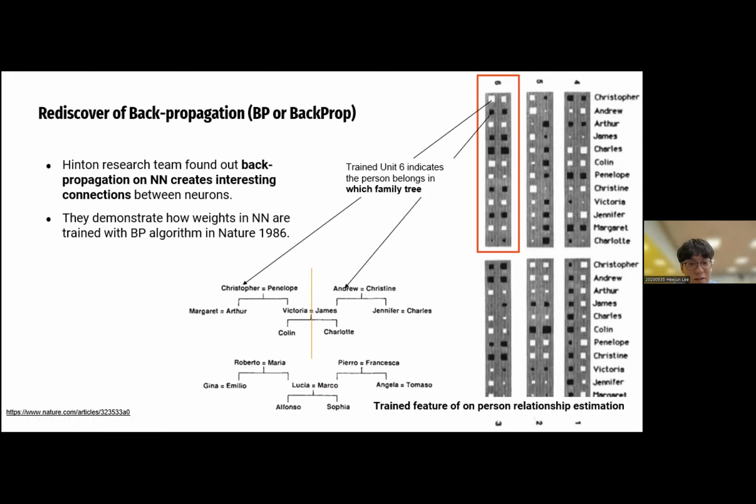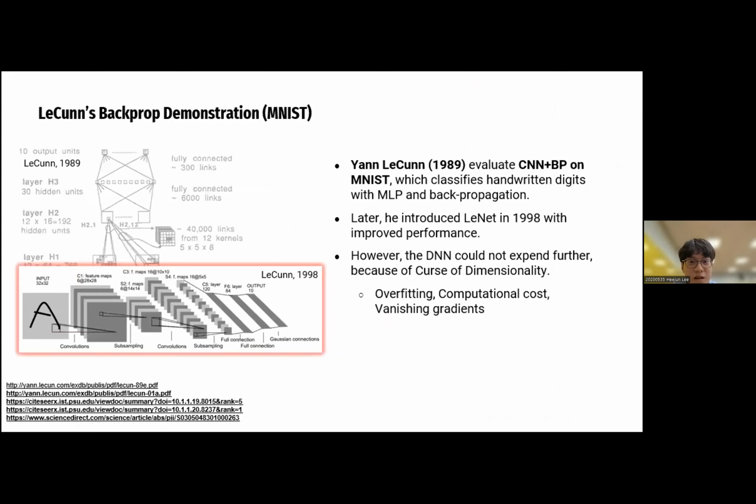And researchers thought connectionism and backpropagation could represent information inside of a dataset. Yann LeCun evaluated CNN, convolutional neural network, with backpropagation on the MNIST dataset, which classifies handwritten digits, with a multilayer perceptron and backpropagation. In 1989, he introduced the multilayer perceptron with backpropagation, and then he introduced the convolutional neural network with backpropagation in 1998. This is called LeNet because LeCun created it.